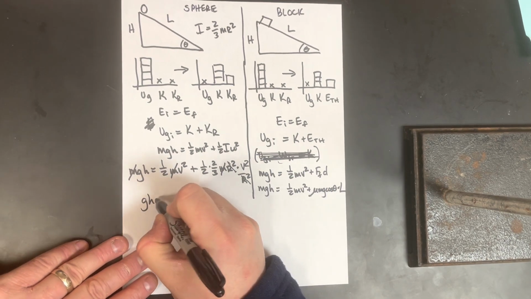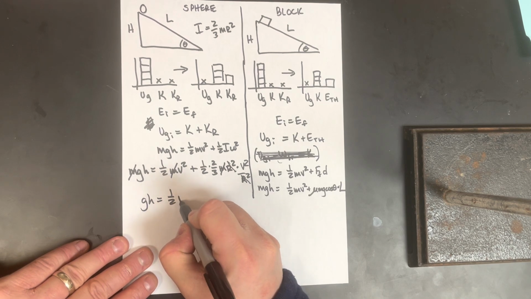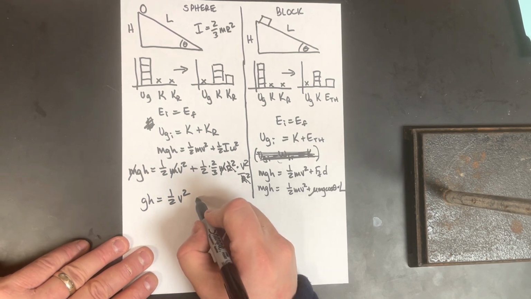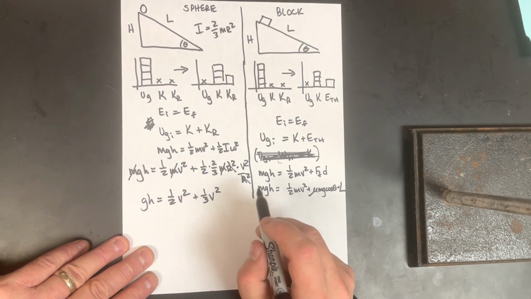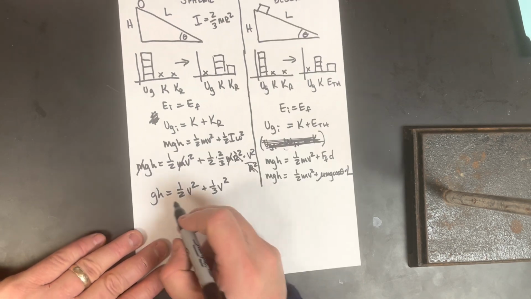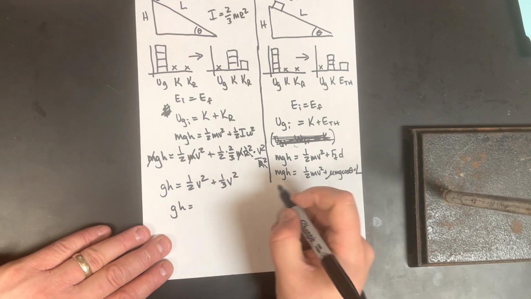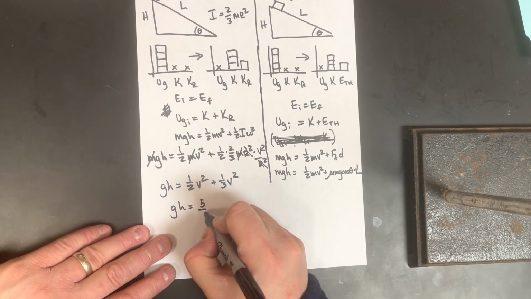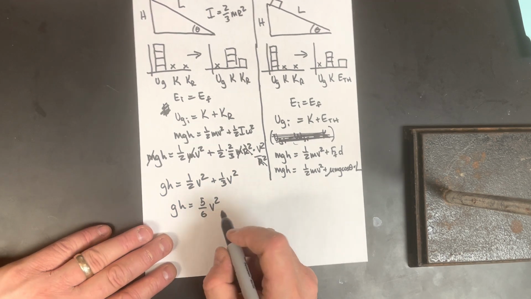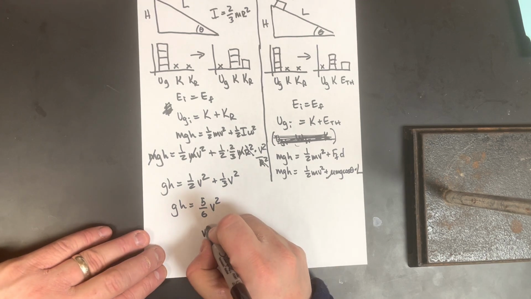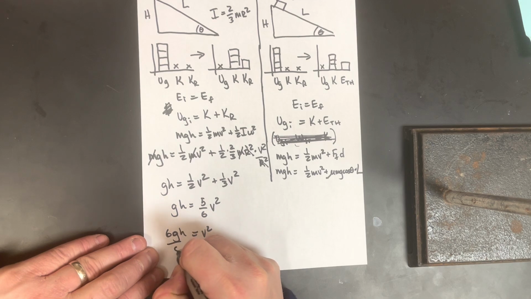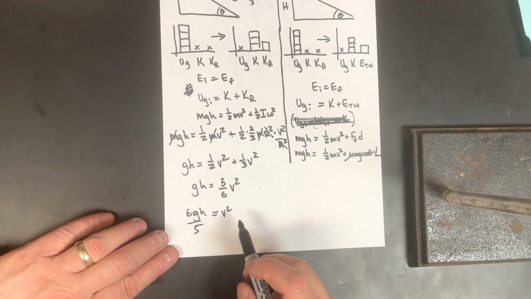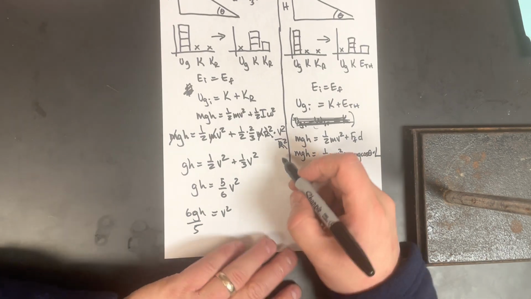That will leave me with gh on the left side, 1/2 v squared from the first term on the right side, and 1/3 v squared from the second term on the right side. My v squared terms can be combined. Gh is equal to 5/6 v squared, so 1/2 plus 1/3 is 5/6. V squared is equal to 6gh over 5. And then if I wanted v by itself, I would take the square root of that.